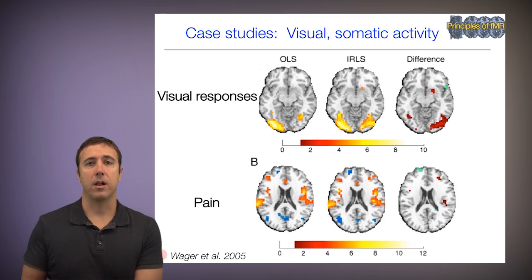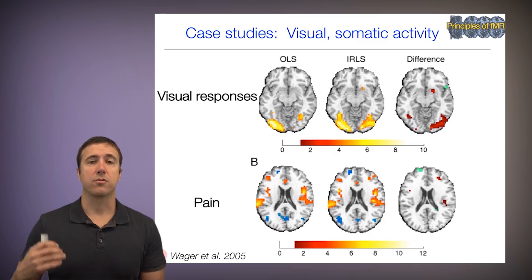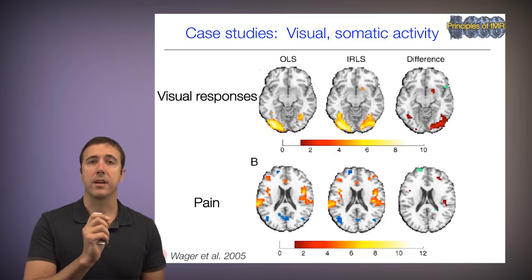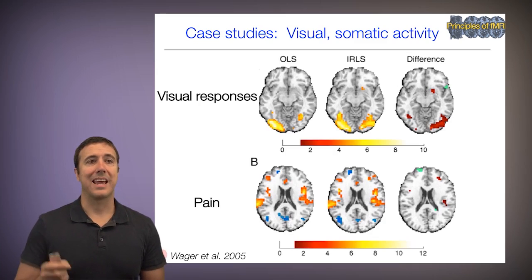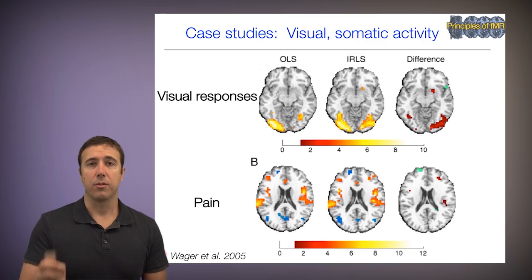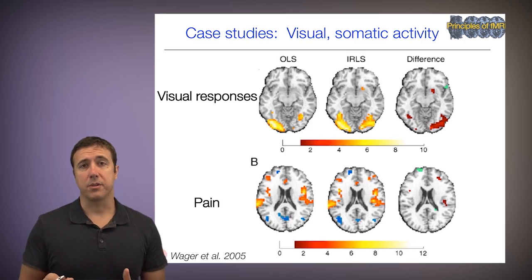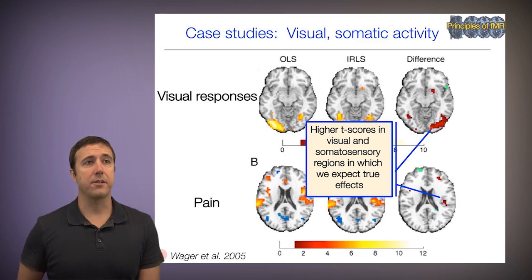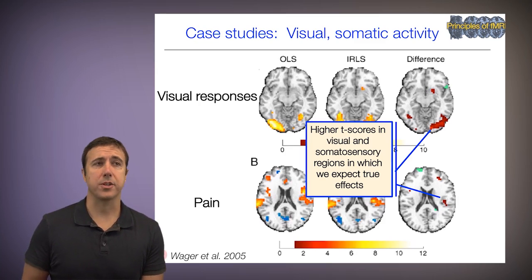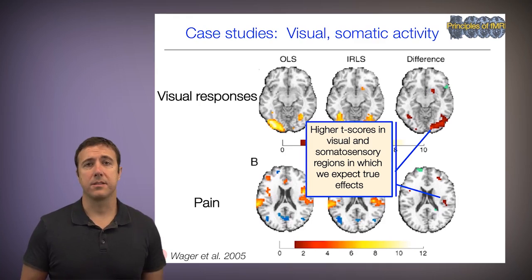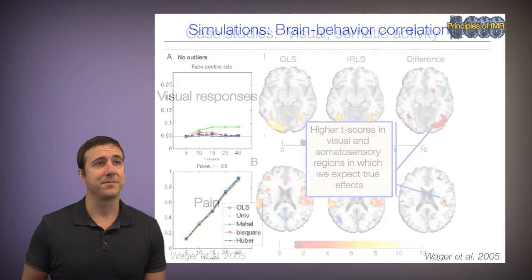And now the final column on the right shows you the map of where there's significant differences between them. So what you can see here is stronger statistic values in the visual cortex for visual responses and in the posterior insula and S2 for pain, which is exactly where we expect to see real results. So here, there are higher t-scores with robust regression in areas in which we expect true effects. So that's good news for robust regression as well.